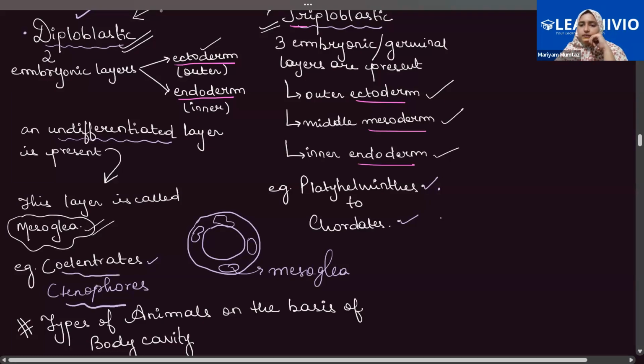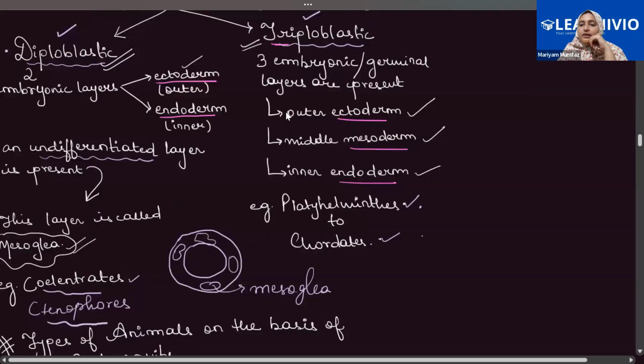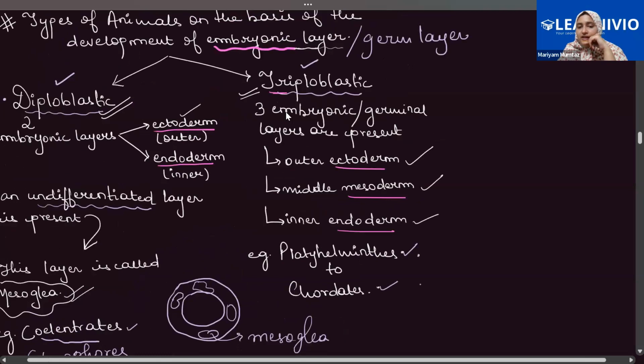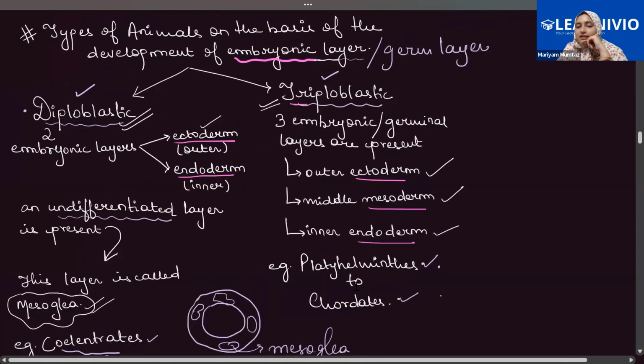They have whatever structures they would have in their body, not necessarily organs. And then the triploblastic organisms start from platyhelminthes up until chordates. So this embryonic layer thing is clear.